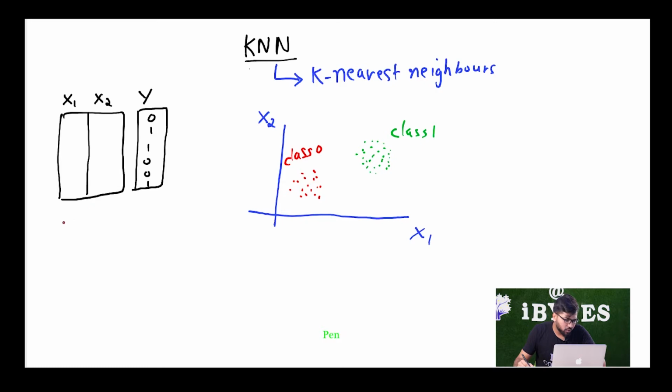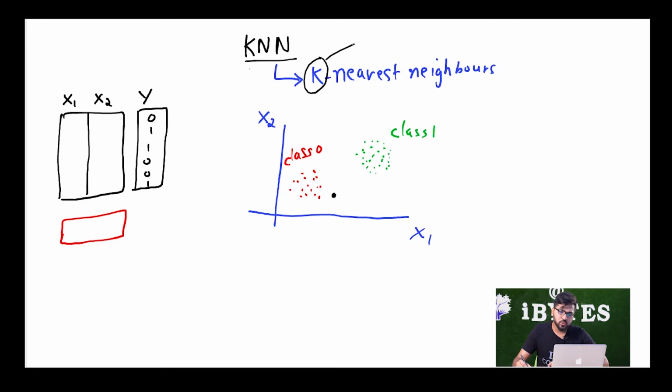So I have a data point which has its own x1 and x2. Let's say that point lies somewhere over here. It is very clear that it should be labeled as class 0. So what k nearest neighbor says is that you choose the value of k on your own.